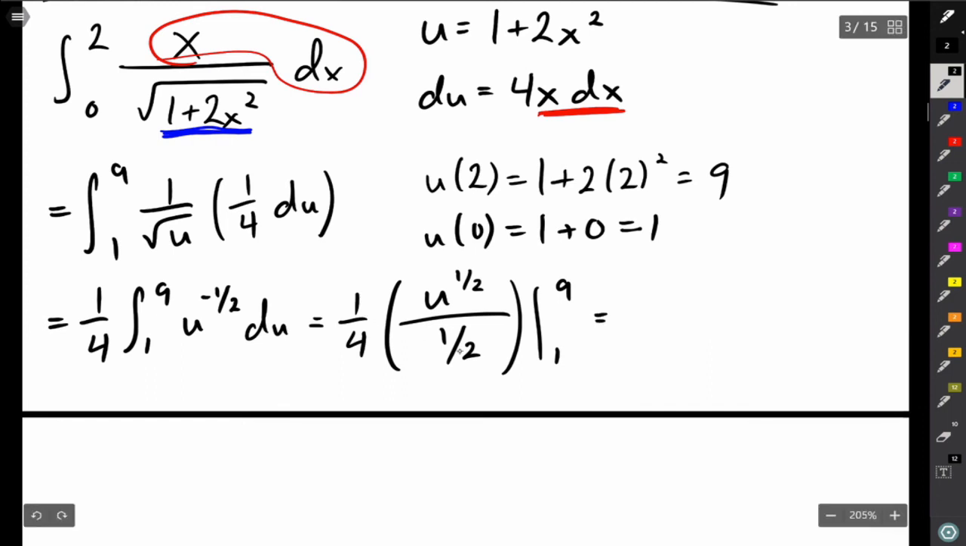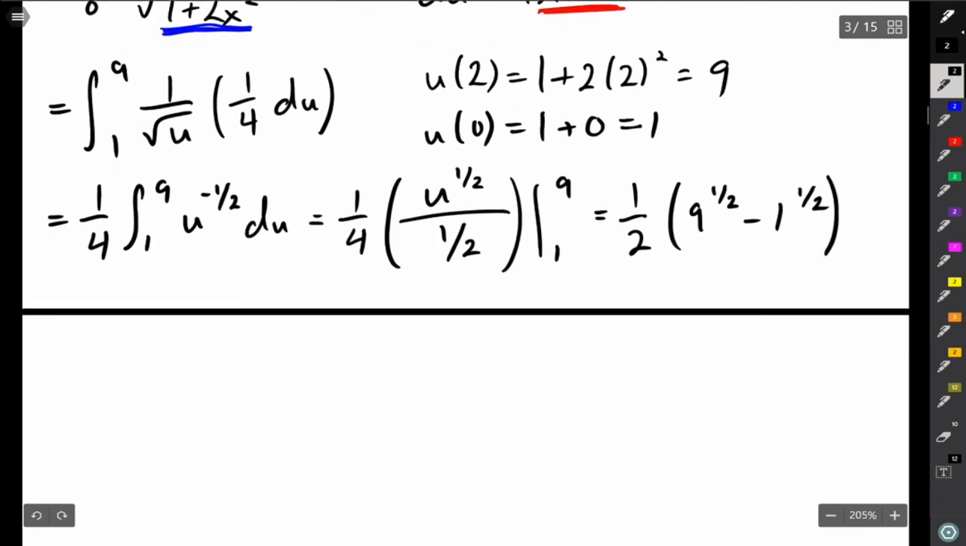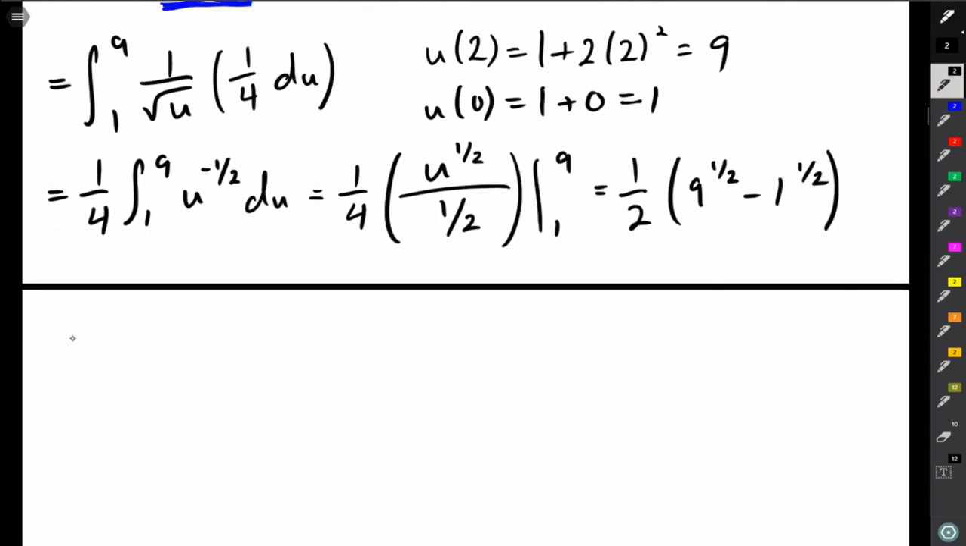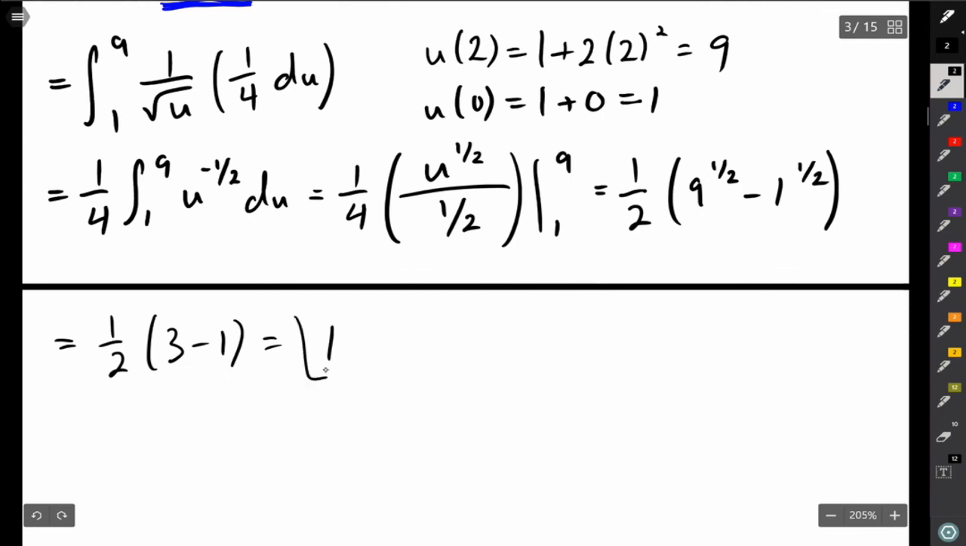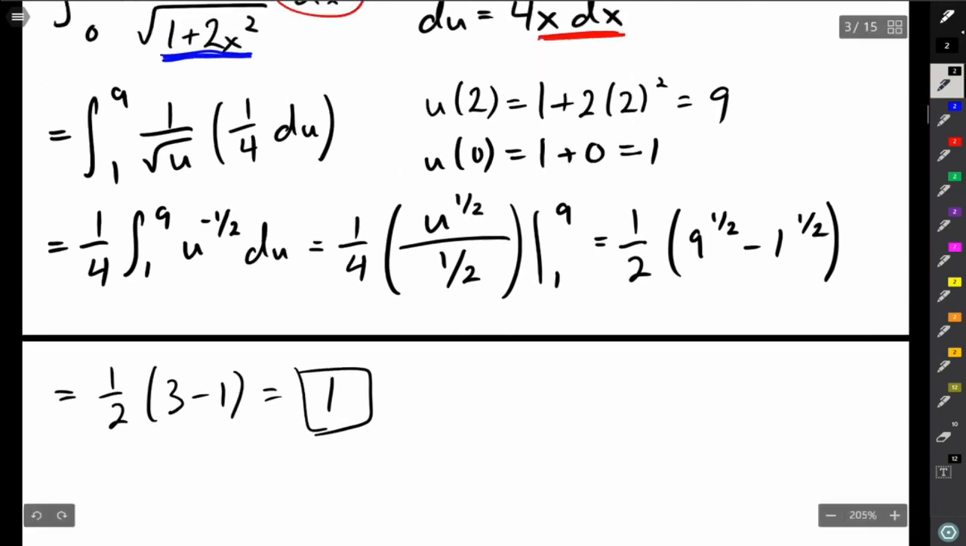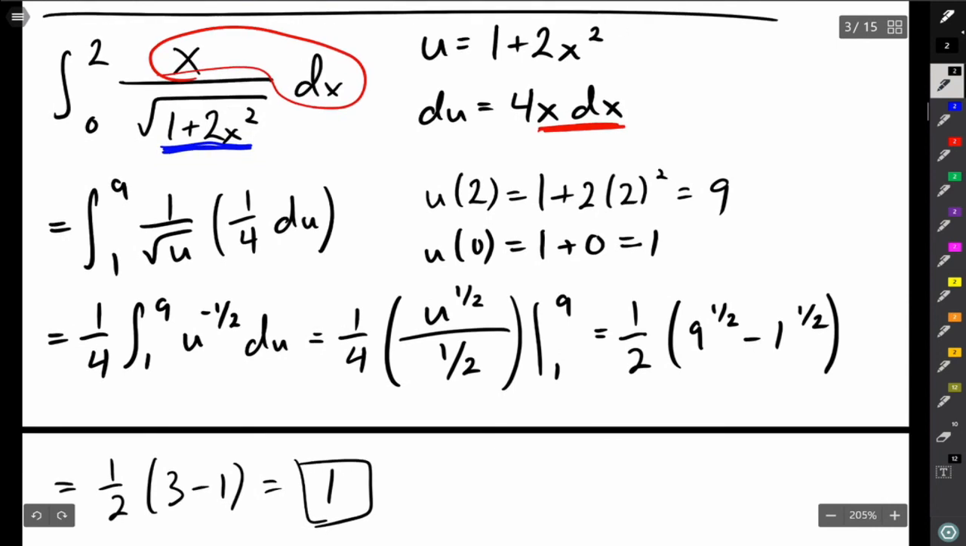So let's see. This 1/2 here turns into a 2. So this is 1/2. Plug in the 9. And then plug in the 1. And so, computing this, we have 1/2 of 3 minus 1. And this actually turns out to be just 1 at the end of the day. Kind of interesting. Right? So that's kind of the idea behind doing u-substitution with definite integrals.